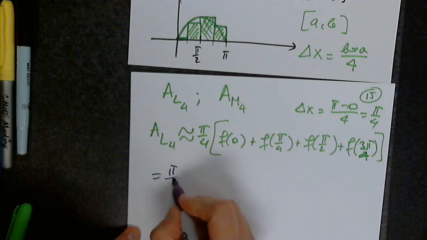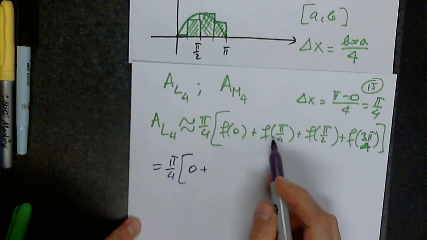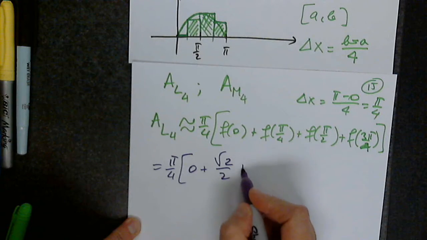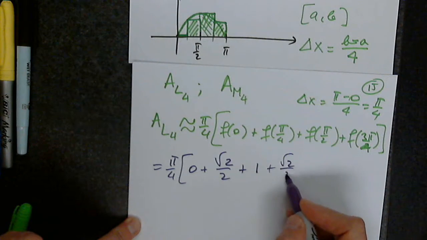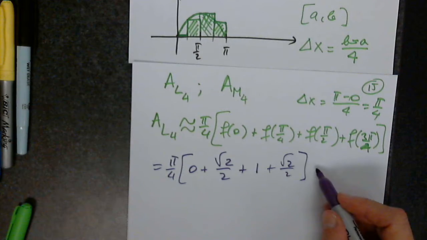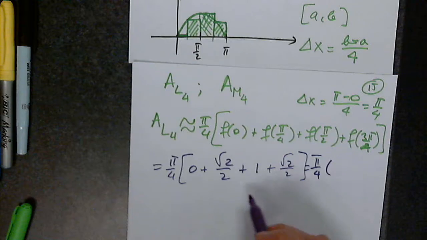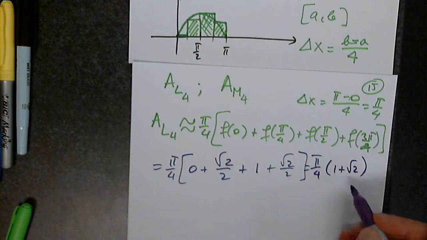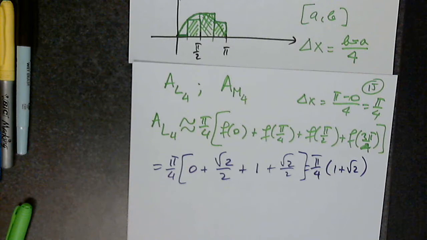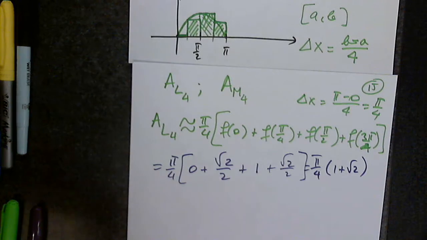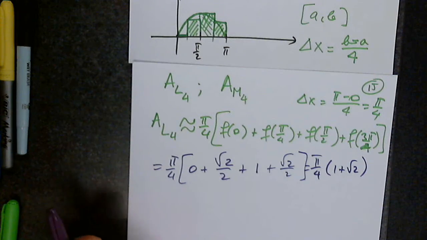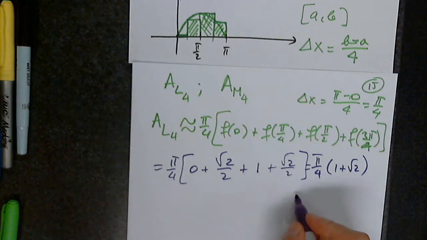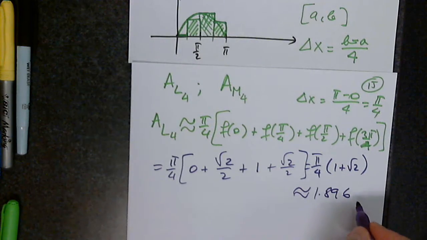So pi over 4, and in parentheses 0, plus f of pi over 4, I know it's the square root of 2 over 2. F of pi over 2, I know is 1. And f of 3 pi over 4 is the square root of 2 over 2. So I have pi over 4 multiplied by 1 plus the square root of 2. And then I can put that in the calculator and I'll tell you what it is. So pi multiplied by 1 plus the square root of 2 and divide everything by 4. I got 1.896. So approximately 1.8961.